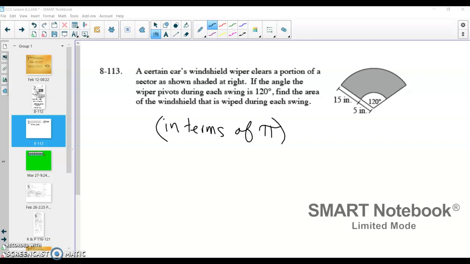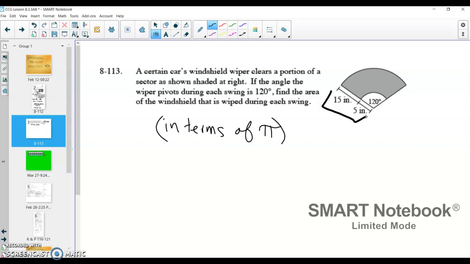Okay, what we're going to do is find the area of the whole thing, shaded and unshaded, and then subtract out the unshaded. But again, we're going to need to find the area of a sector first. So first thing I want to see is the area of the whole thing, if we see this as a whole circle. It has a radius of 20.